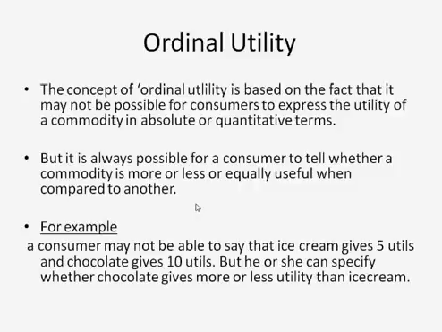when compared to another. For example, a consumer may not be able to say that ice cream gives him 5 utils and chocolate gives him 10 utils of satisfaction, but he or she can specify whether chocolate gives more or less utility than ice cream. If I am consuming ice cream, chocolate and chips, then I can very well say that I like ice cream as compared to chocolate and chocolate as compared to chips, whereas I won't be able to specify the amount of satisfaction in quantitative terms derived from consuming these three products.